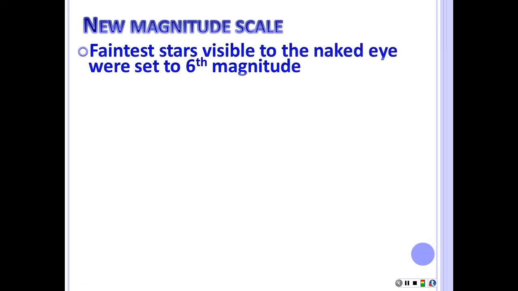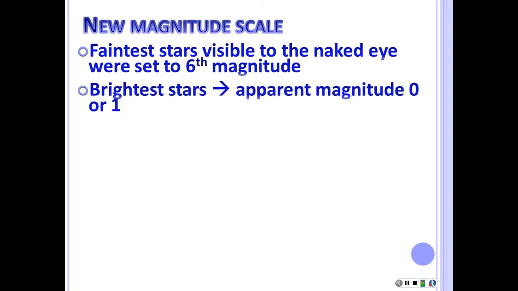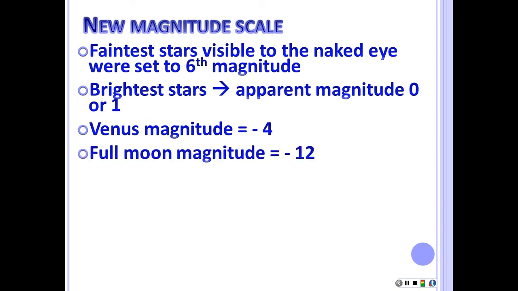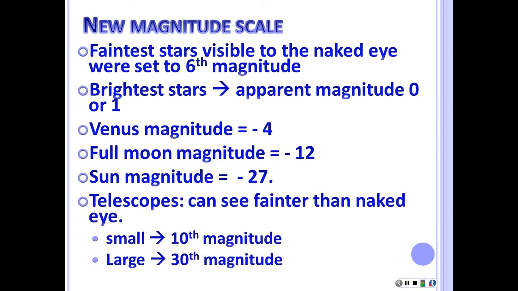And so we get this new magnitude scale. So we have the faintest stars are set as 6th, and the brightest stars now end up with apparent magnitude of around 0. Like I say, Sirius is the brightest, and that's minus 1.4. Magnitude of Venus is about minus 4, the full moon is about minus 12, and the sun is about minus 27. And if you've got a small telescope, you can see out to about 10th magnitude. If you've got a large telescope, you can see out to 30th magnitude. This will become important later for thinking about what things we can see at what distances.